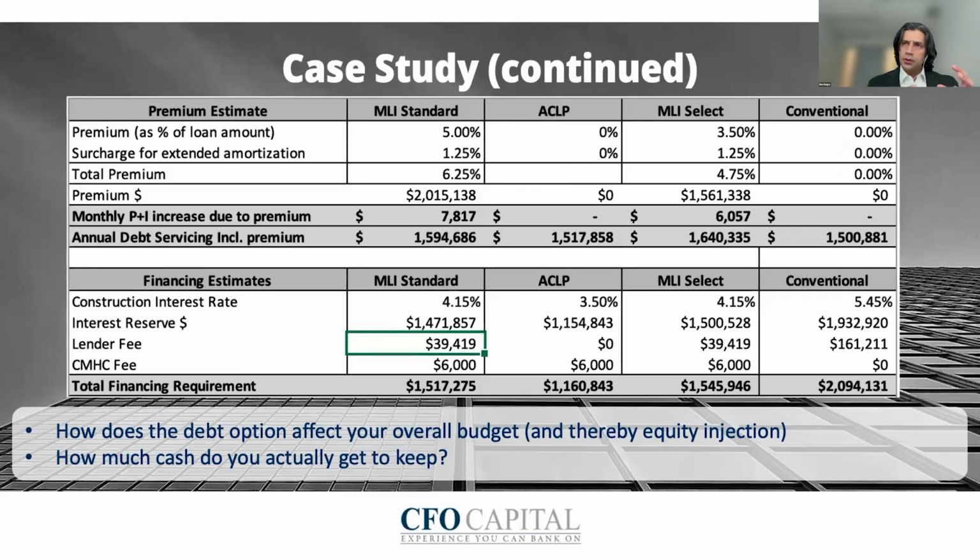So we were talking about earlier how there's a factor of premium. So MLI Standard has a premium. MLI Select has a premium payable. ACLP is, just to keep it high level, it doesn't invite a premium, and conventional obviously doesn't invite a premium.